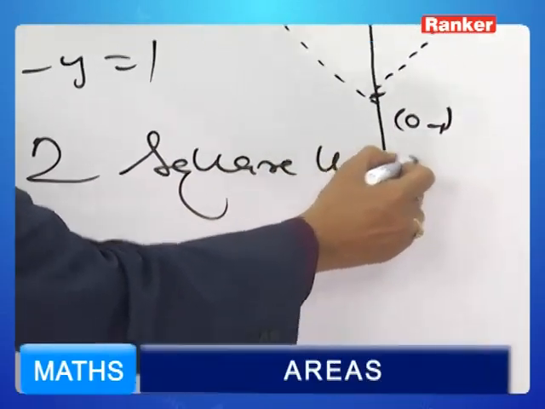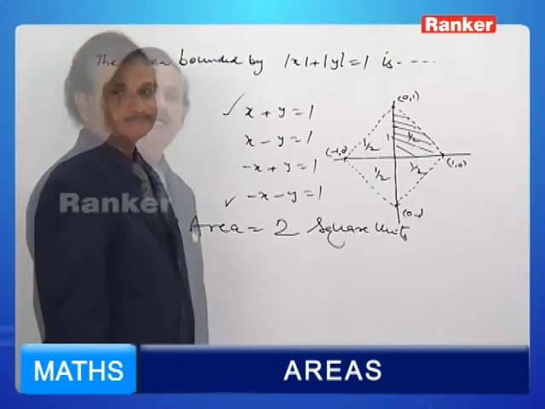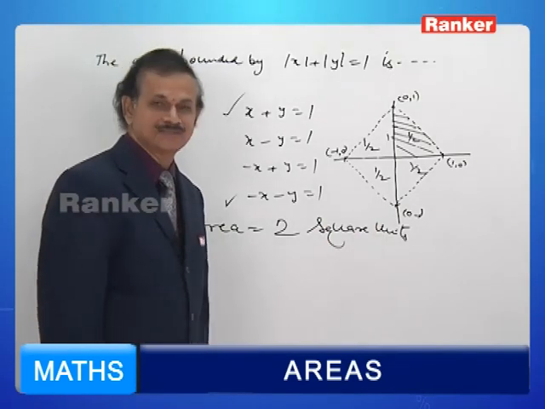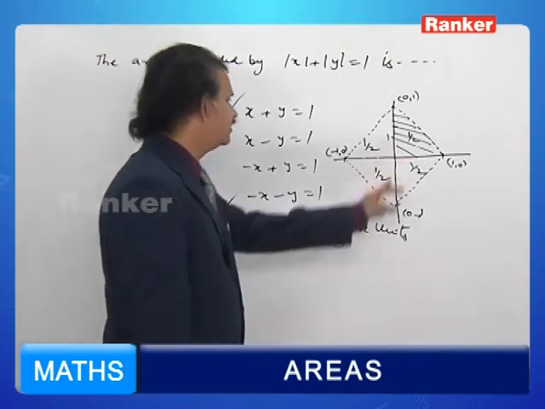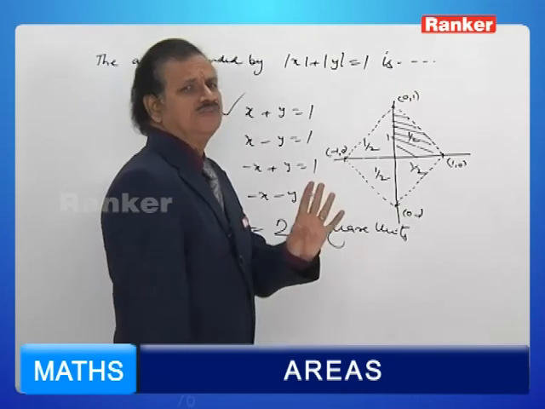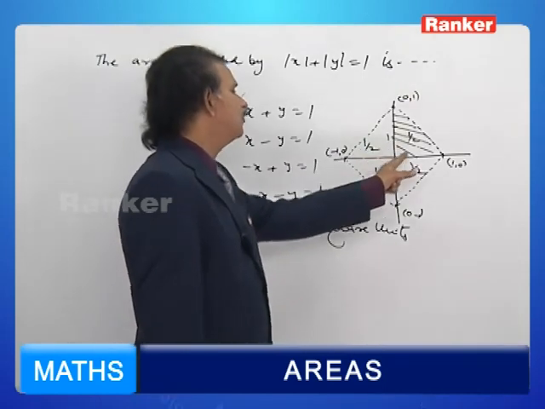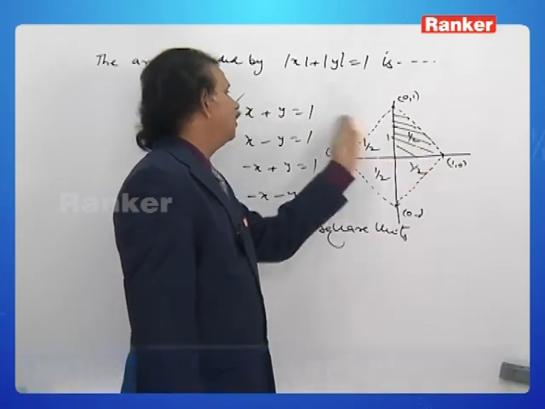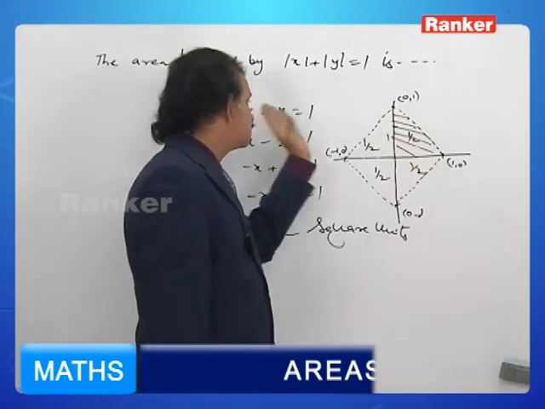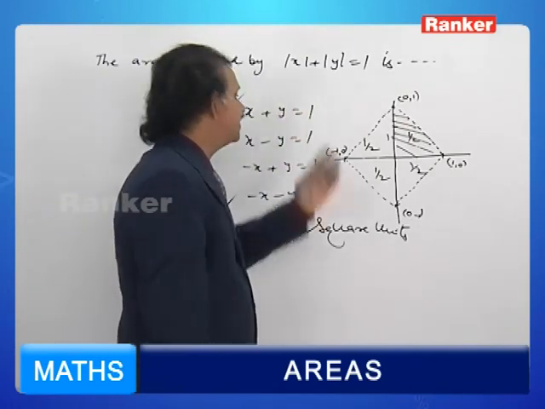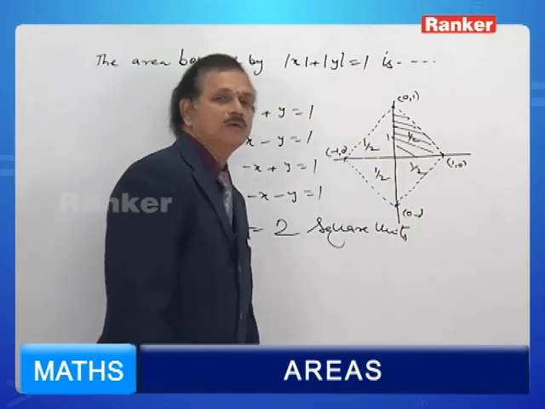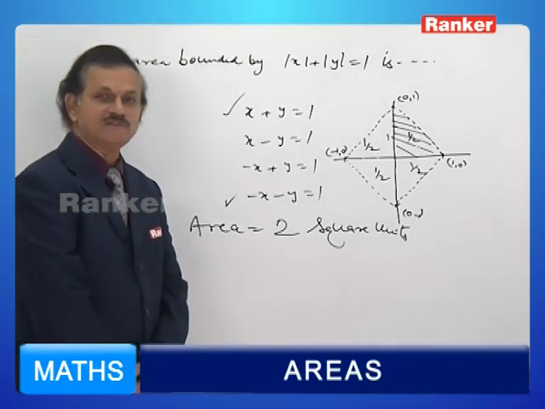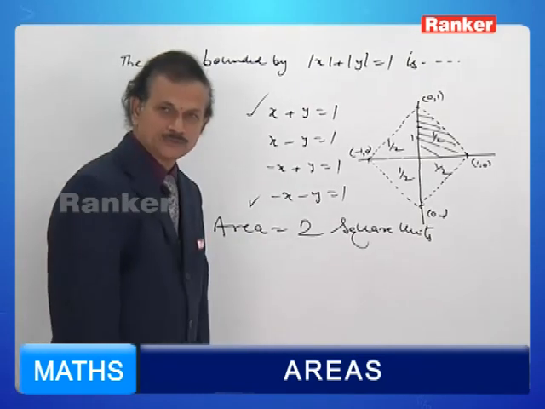2 square units. Well, my dear, if you want to use the integration concept, you have the integral from 0 to 1, where x plus y is 1. So y is 1 minus x. The equation of this line is x plus y equal to 1, and y is 1 minus x. Integral 0 to 1, 1 minus x dx. You just find it will be half. 4 into half is 2. Area is 2 square units.